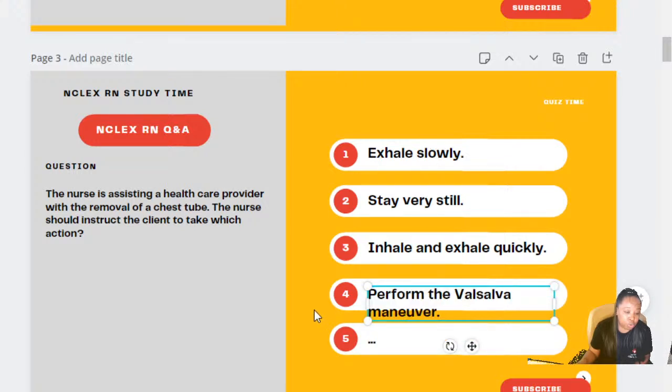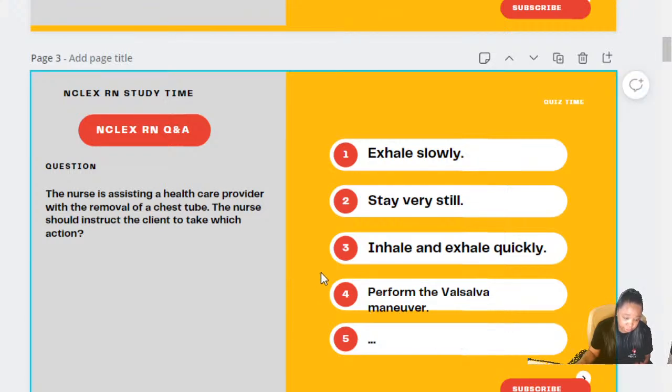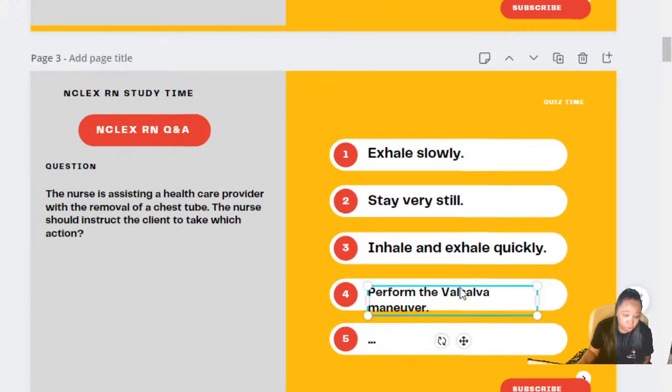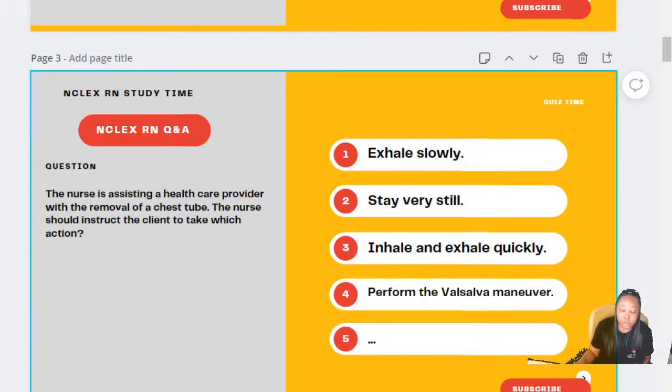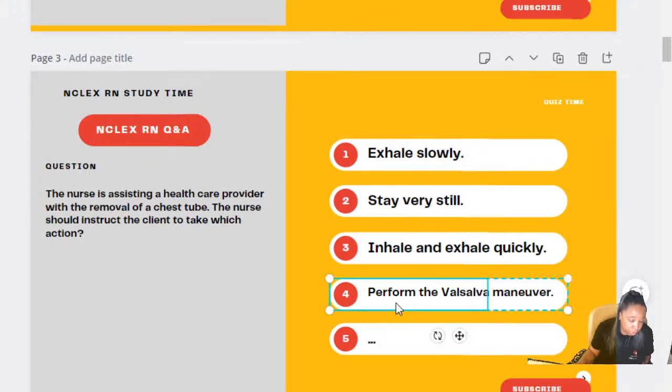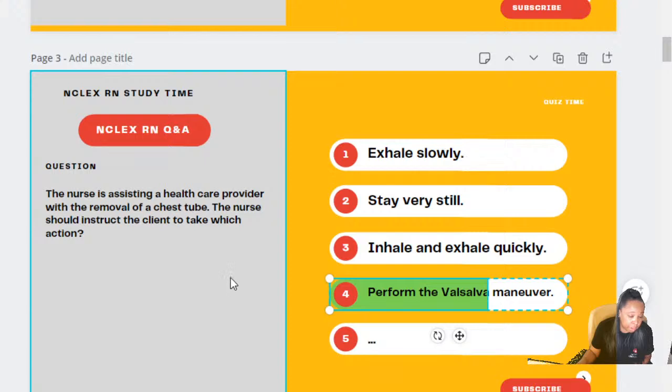So which one do you think is the best choice? Will you ask the patient to exhale slowly? Will you ask the patient to stay very still? Or will you ask the patient to inhale and exhale very quickly? Or will you ask the patient to perform a Valsalva maneuver? The answer is 4. When the doctor is removing the chest tube, the nurse will ask the patient to do a Valsalva maneuver.